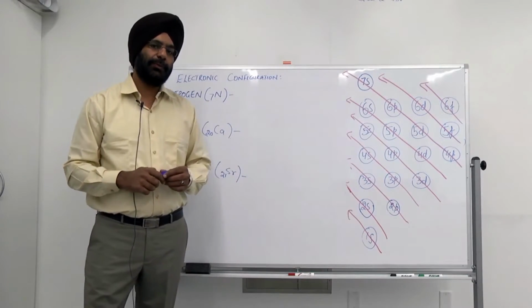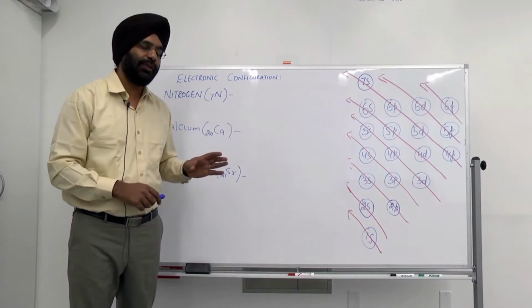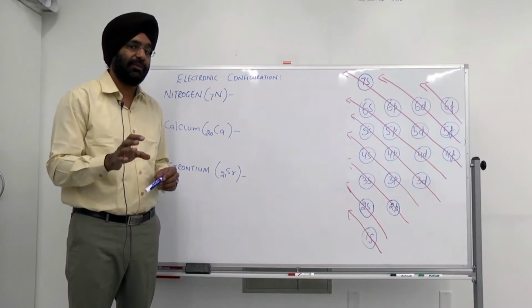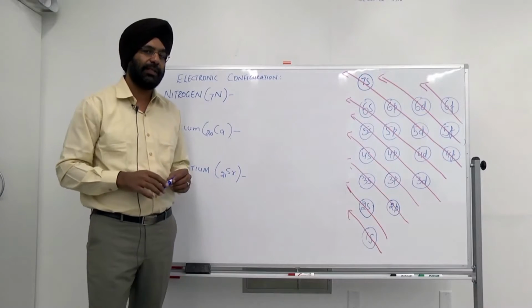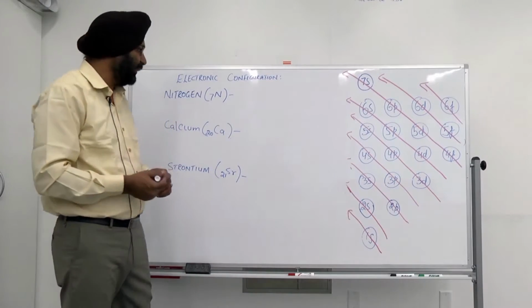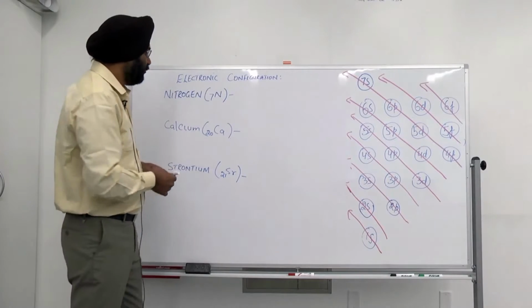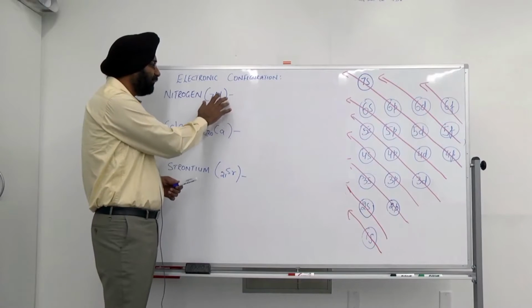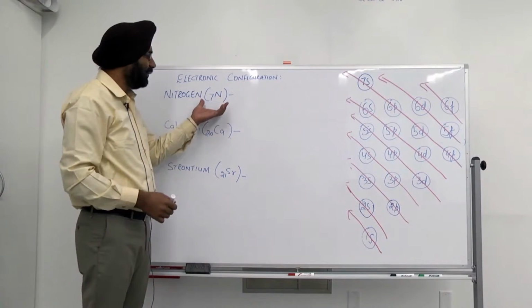The next example which we are going to take is nitrogen, where we are going to use the third principle, which is Hund's rule. Remember what I said: in a degenerate orbital, electron pairing will not take place until each orbital is singly filled. So what does that mean? We are going to take that with an example of nitrogen here. As you can see, as a subscript, a 7 is written here. So the atomic number of nitrogen is 7. That means there are 7 electrons in nitrogen.